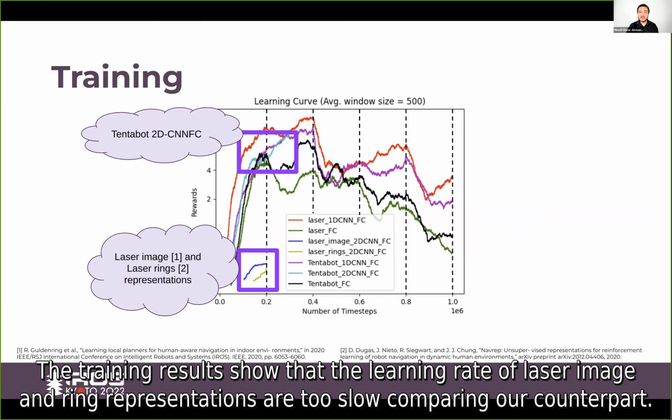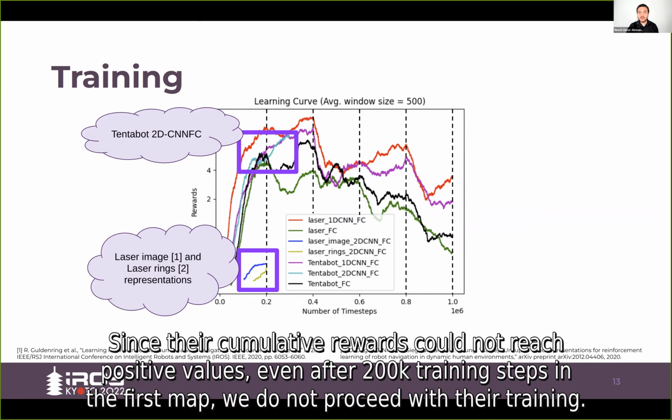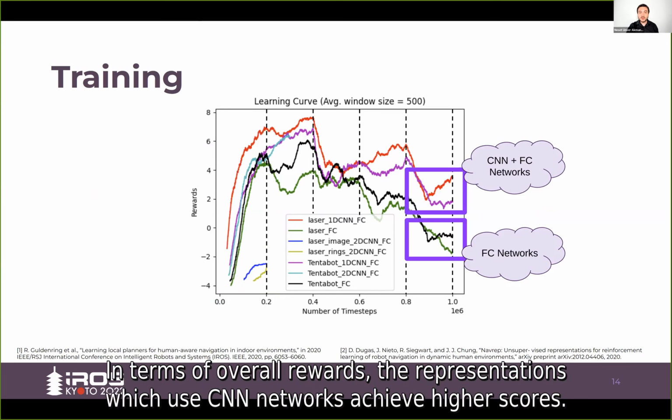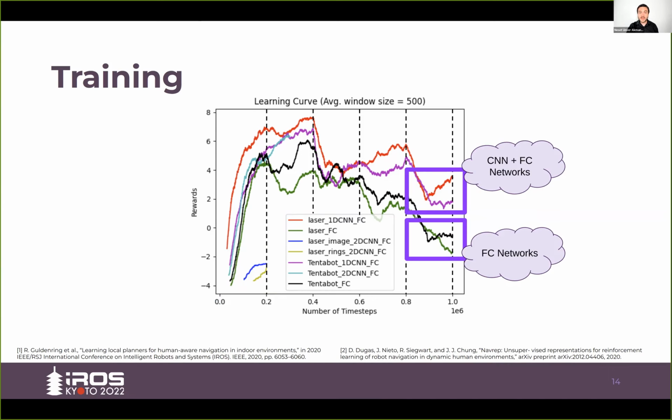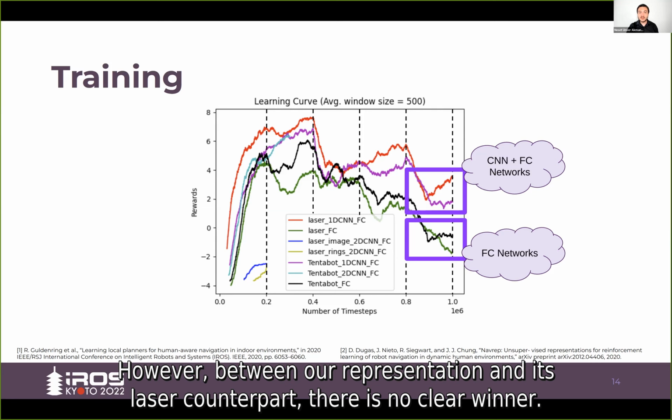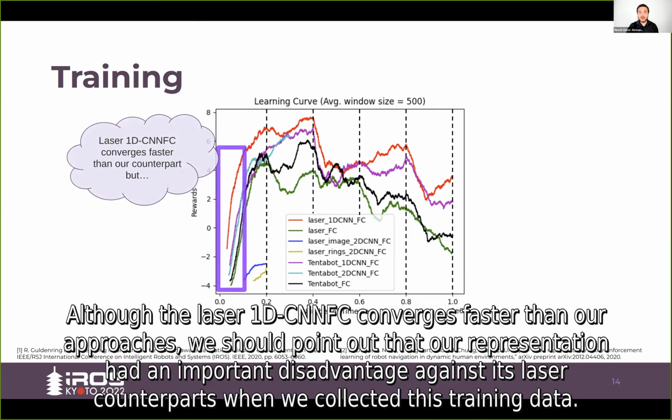The training results show that the learning rate of laser image and ring representations are too slow compared to our counterpart. Since their cumulative rewards couldn't reach positive values even after 200K time steps in the first map, we do not proceed with their training. In terms of overall rewards, the representations which use CNN networks achieve higher scores. However, between our representation and their laser counterparts, there is no clear winner. Although the laser 1D CNN FC converged faster than our approach, we should point out that our representation had an important disadvantage against its laser counterparts when we collected this training data.